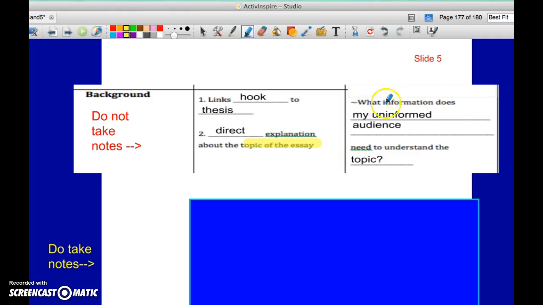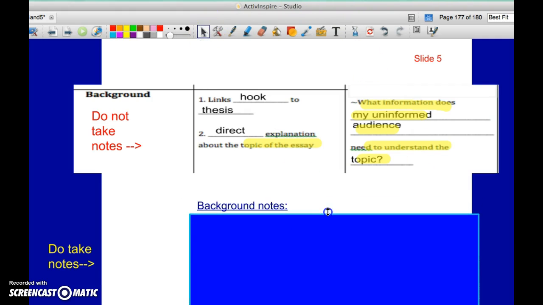Some questions that you might ask yourself to help generate the background are the following. What information does my uninformed audience need to understand about the topic? In other words, how could I help my audience really understand what I'm going to be talking about? Here's the part that I do want you to take notes on.